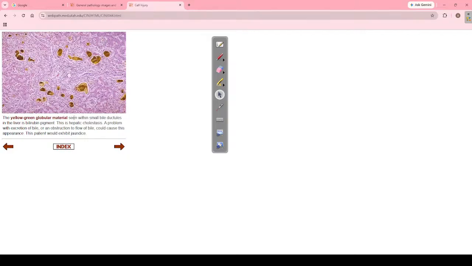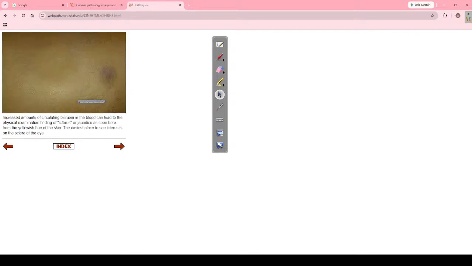hemolysis. Then you have yellow-green globular material seen in small bile ducts in the liver. This is bilirubin pigment. It is a case of hepatic cholestasis. There is stasis of bile and obstruction to the flow of bile which can cause this appearance. The patient will be showing jaundice in this case. Yellow-green globular material.